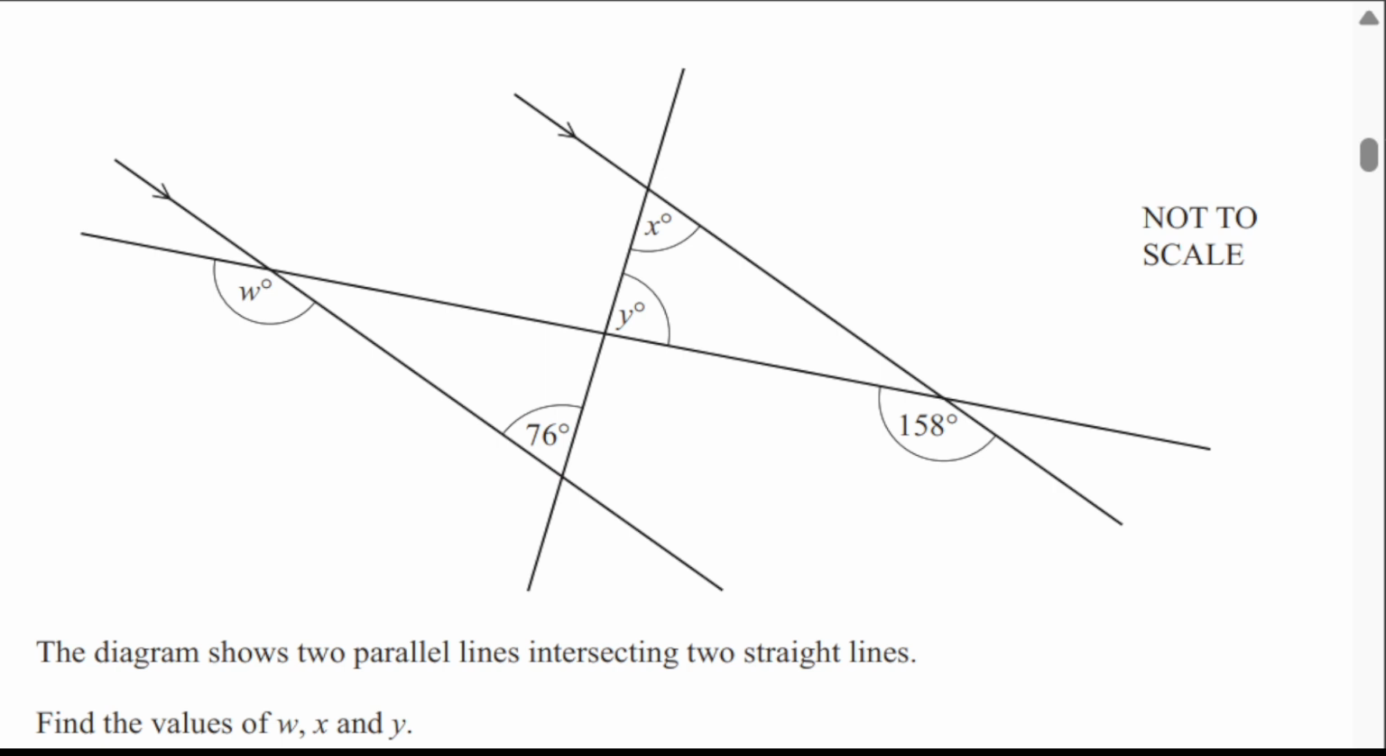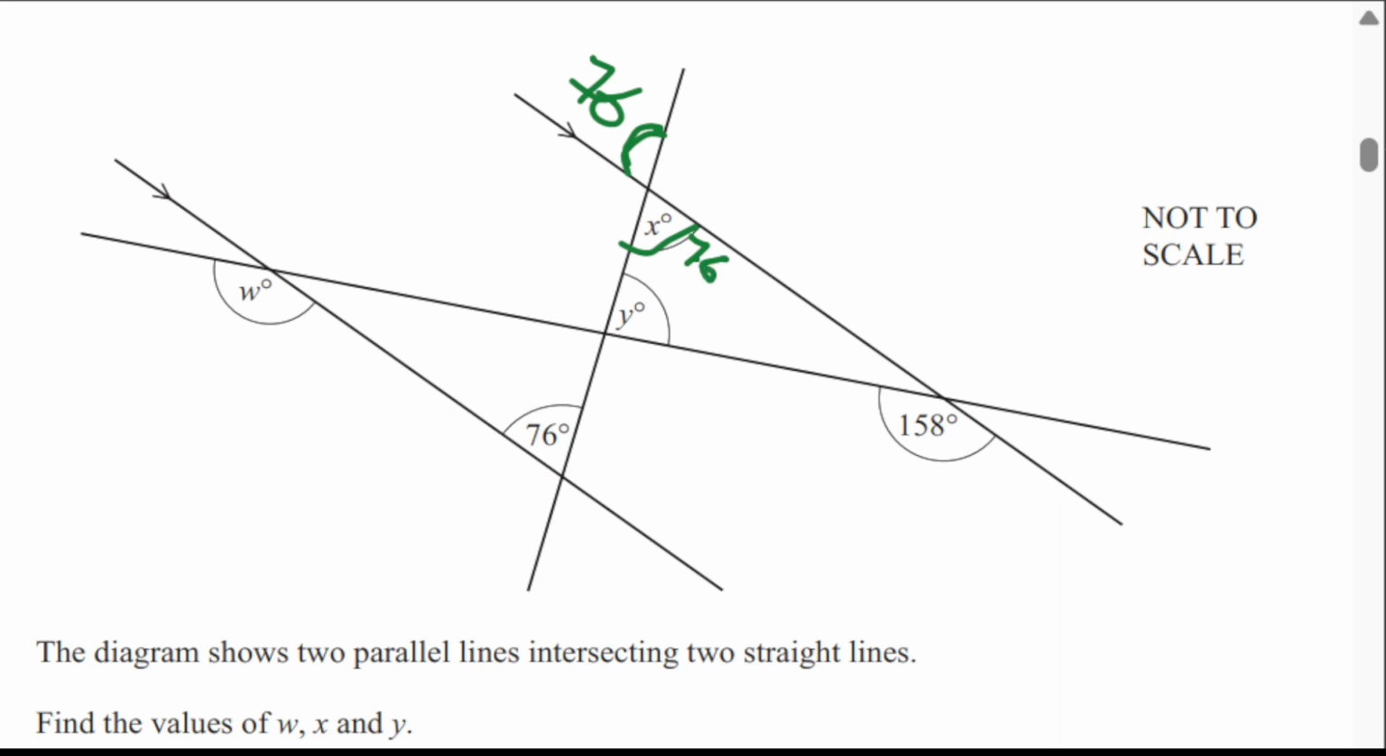The angle here, 76, is equal to this angle there. So this one down here is 76, that one is 76 also. If you want to know why, it's because they are corresponding angles. And now, if that angle up there is 76, that means X is 76. So we got X. Now, how do we find Y?